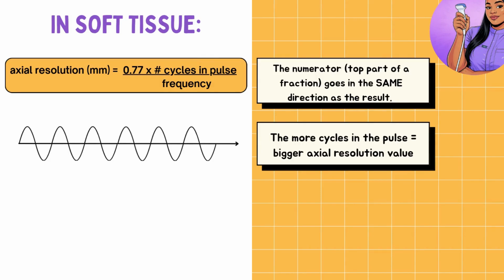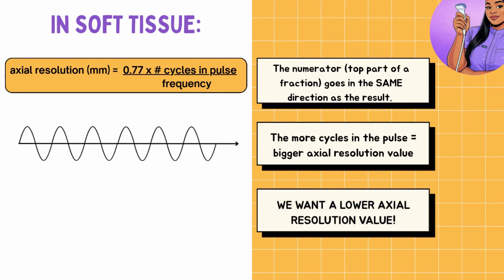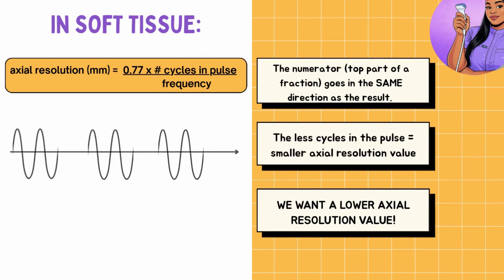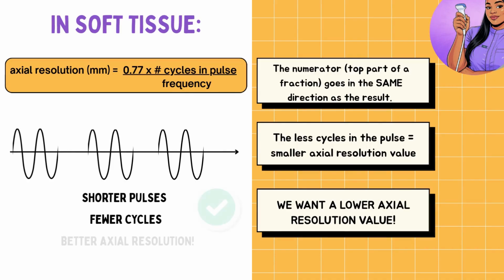But remember, we don't want big numbers. We want lower numbers, which means to get a lower axial resolution value, we would need less cycles in the pulse. That means that shorter pulses, which are fewer cycles, give a better axial resolution.